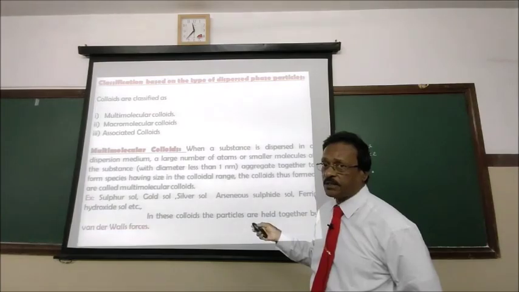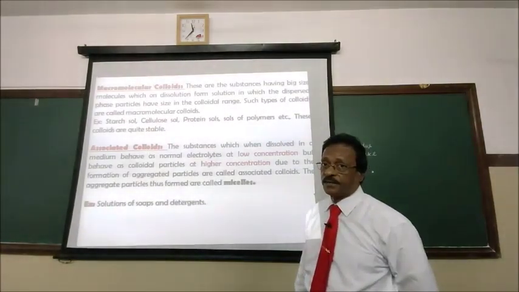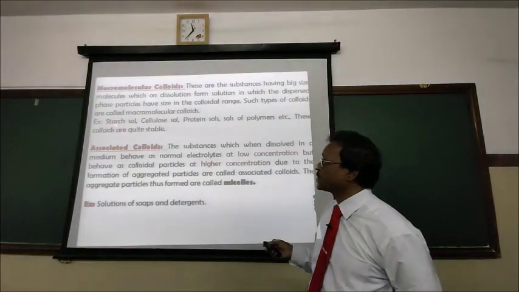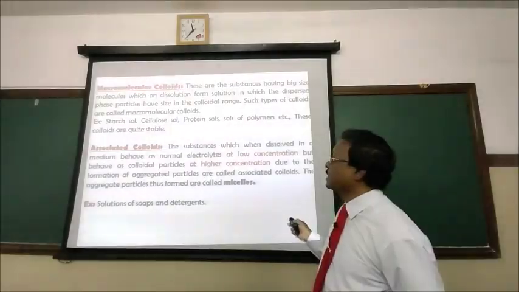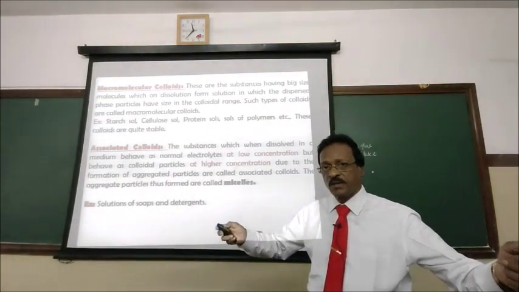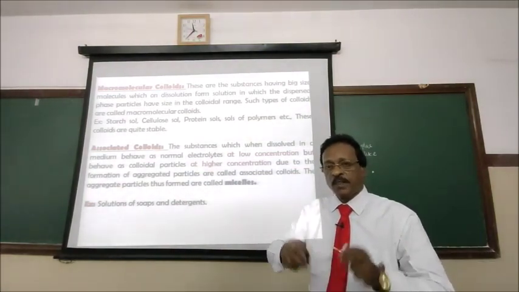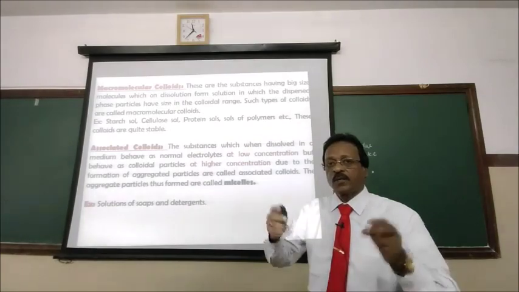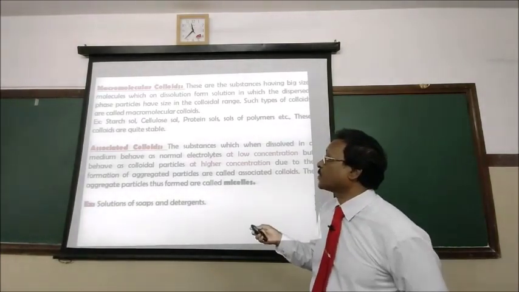Okay, my students. Then I will take the macromolecular colloids. Macromolecular, I take the examples of starch, cellulose, protein, even the polymers. You know, they are big molecules, high polymers. Then how do they become colloidal particles? When they are dispersed in water, the breakdown of the bigger molecules takes place and thereby they attain the size of the colloidal particles. They are the macromolecular colloids.